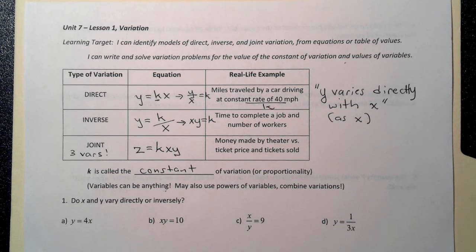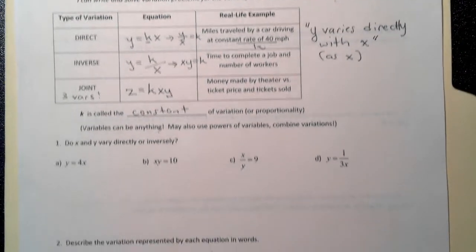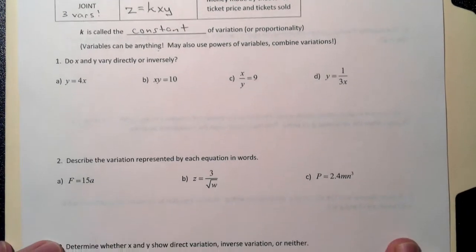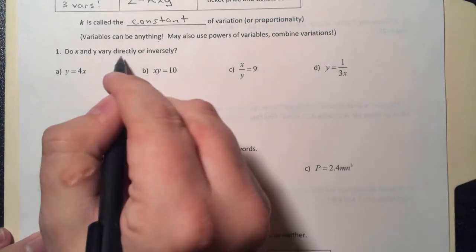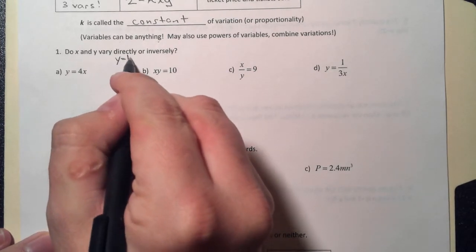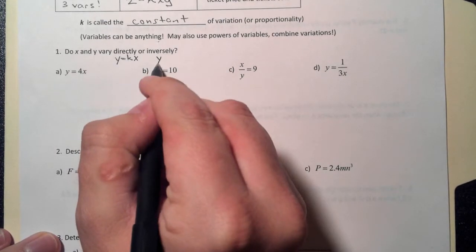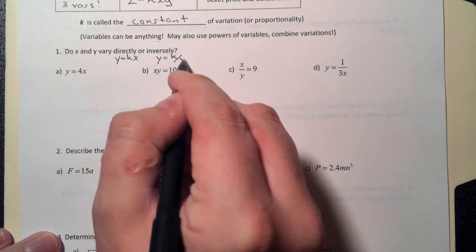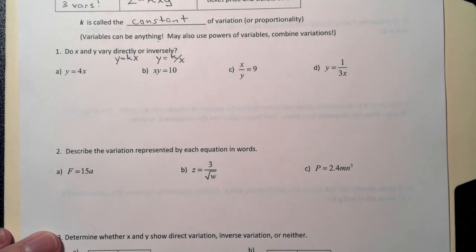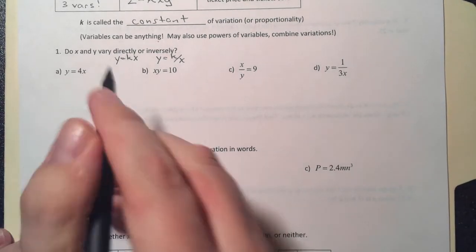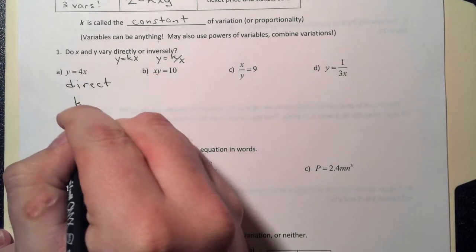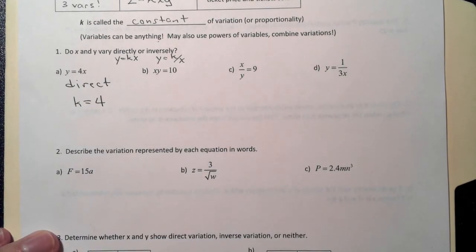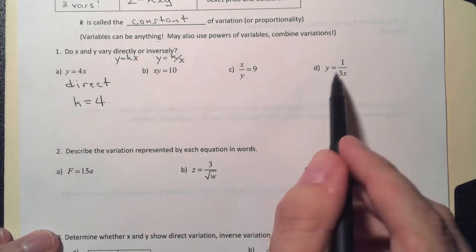All right, so I want to start slow. We're just going to look at some equations first off, and I want to say, do x and y vary directly or inversely? Some of these are more obvious. I remember that direct variation generally is y equals a constant times x. Inverse variation is y equals a constant over x. So, if I see y equals 4x, somewhat obviously this is direct variation, where my constant of variation, my k, is 4.